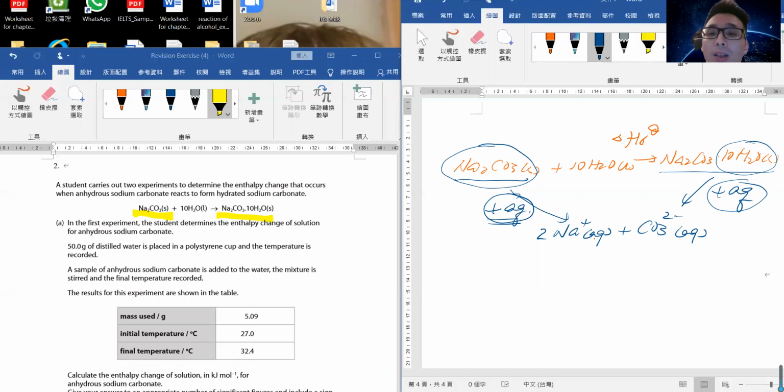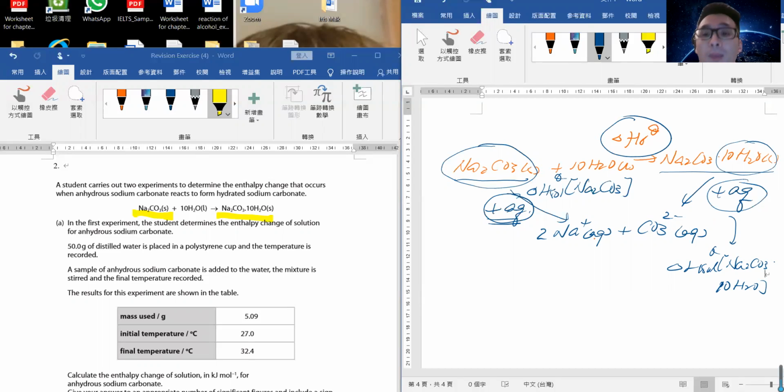So from here, you will get the enthalpy change of solution of the anhydrous salt. And from here, you will get the enthalpy change of solution of the hydrated one. Then with this enthalpy cycle, you can find out delta H R by Hess's law. Okay, now let's look at the question.